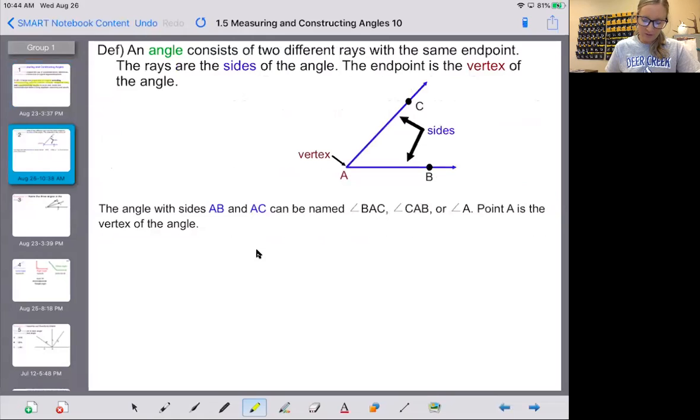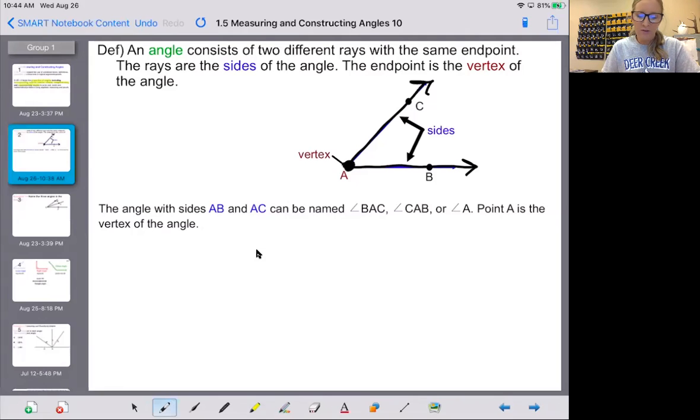First of all, what is an angle? An angle consists of two different rays with the same endpoint. So let's just stop there. If you'll notice in this picture, I have a vertex at A, and if I draw up towards C, I have ray AC. I also have a second ray, ray AB. When I put those two rays together and join their endpoints, that's what's creating the angle. So that's what that definition means.